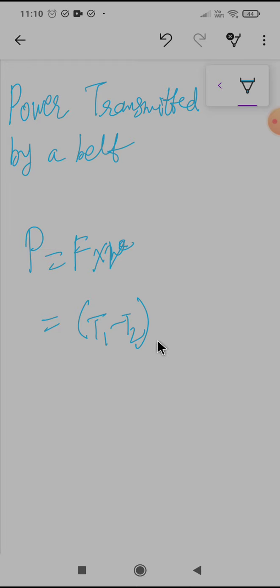And what is the velocity? Velocity is the distance moved per unit time. So the power is nothing but T1 minus T2 into V. So this relation gives the power transmitted irrespective of whether the belt is on the point of slipping or not. As we know, for the flat belt drive, T1 by T2 is equal to e raised to mu theta. If this relation is not given, no particular relation is available to calculate T1 and T2, so we cannot calculate them.